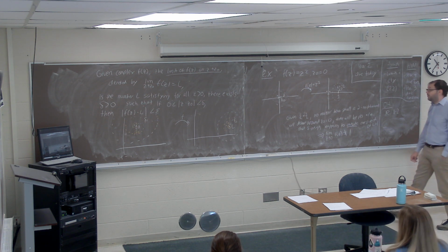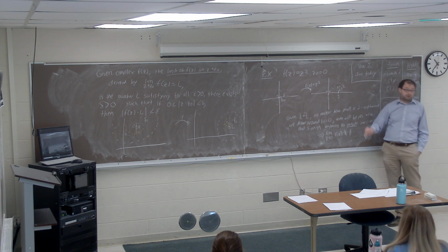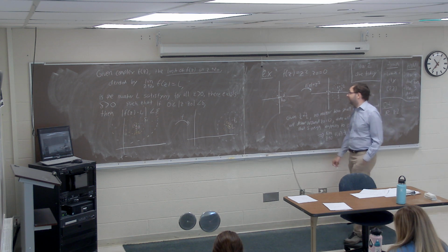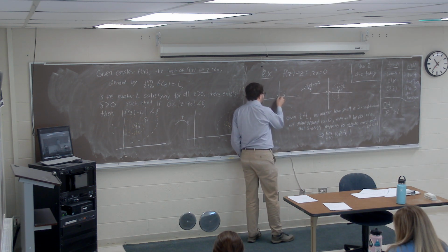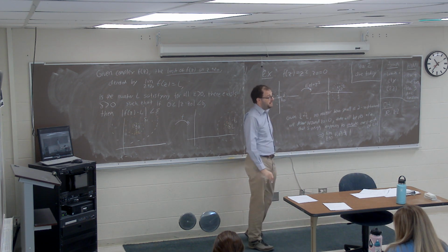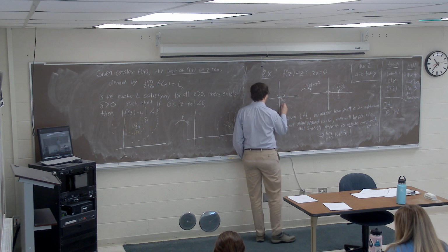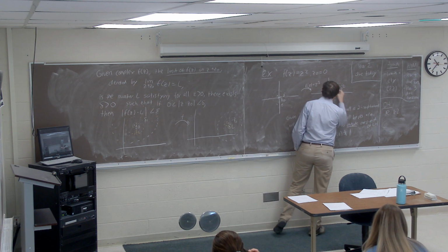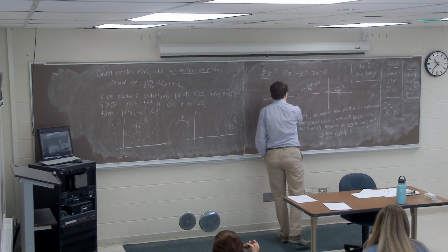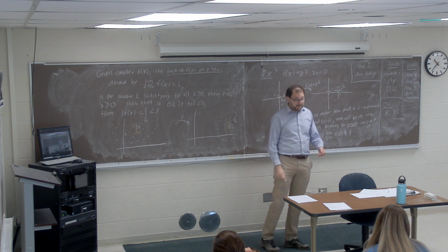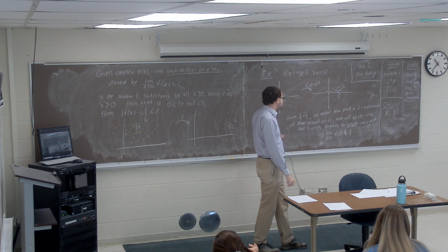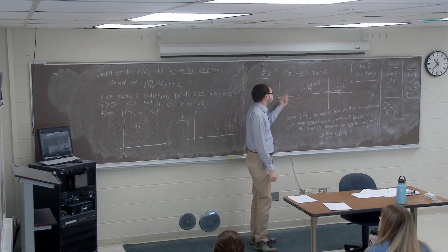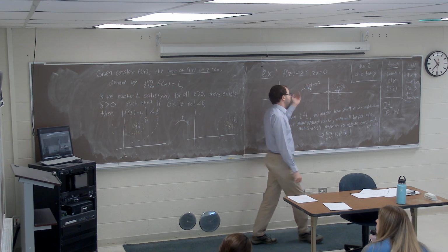If the limit was 1, then given any epsilon neighborhood, including this epsilon equals a half neighborhood, we should be able to find some neighborhood around 0 here that maps entirely inside of it. And it could be the case that there's some points within our delta neighborhood that map within the epsilon neighborhood. But the point is, in order for the limit to be 1, it would have to be the case that for some delta neighborhood, every point in our delta neighborhood would have to map to within our epsilon neighborhood.